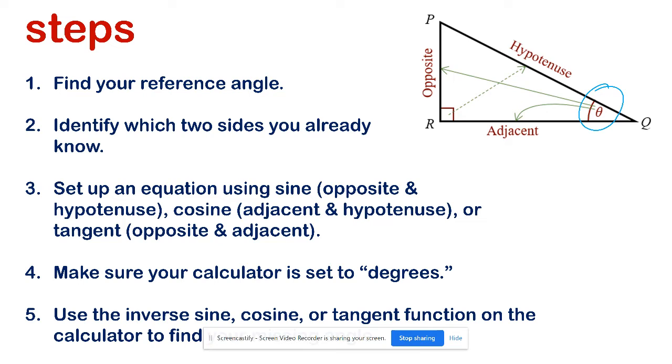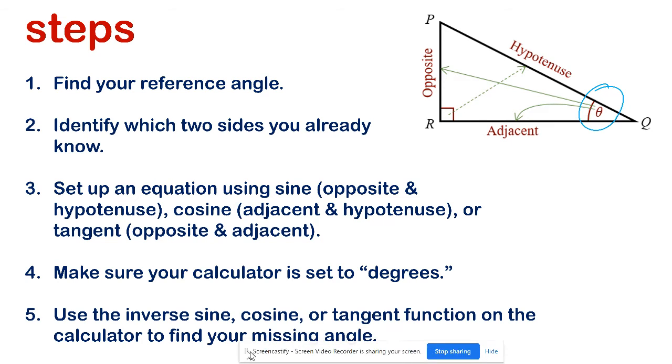So you start from that angle, identify two sides you already know. To find a missing angle, you have to know two sides of the triangle. So you want to identify are those sides opposite, adjacent, or hypotenuse. Then you want to set up your equation using sine, cosine, or tangent, just like we did before. Then you got to get out your calculator, make sure it's set on degrees. And then what you're going to use to figure out your answer and to find your missing angle is inverse sine, inverse cosine, or inverse tangent. So these steps will make more sense once we do some examples. So we're going to go through 3 examples here.